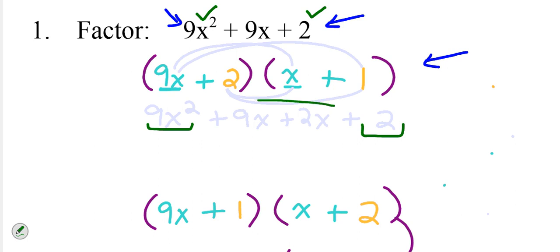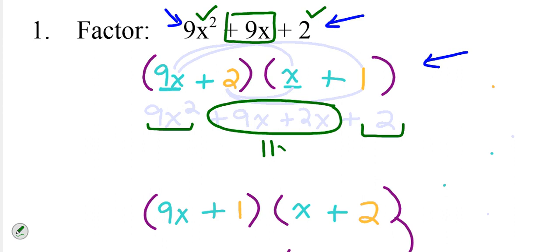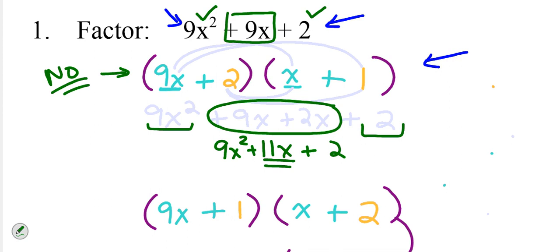These two middle ones have to add up to 9x, to the one of this in the middle, right? And 9x plus 2x is 11x. We're like, oh no. Let's write the rest of it. It looked so good, except for this darn 11x part, all right? So we know this one is not it. We're saying, no, that's not right.